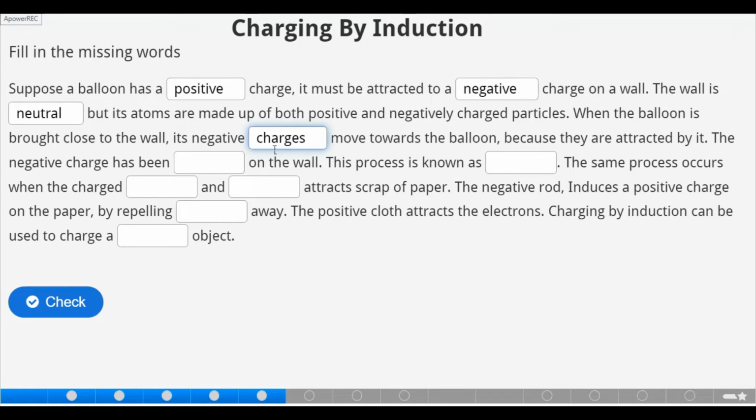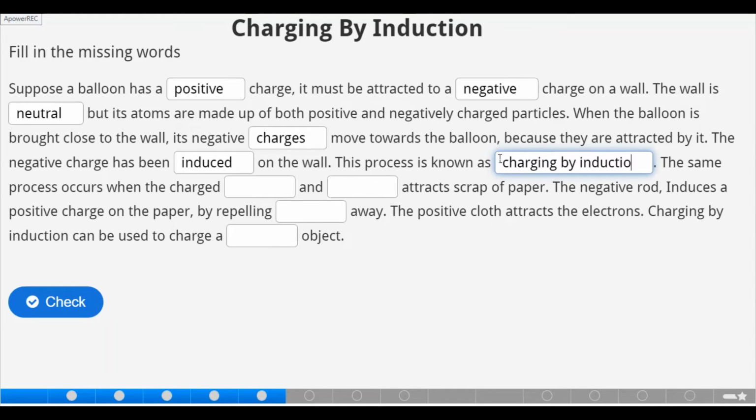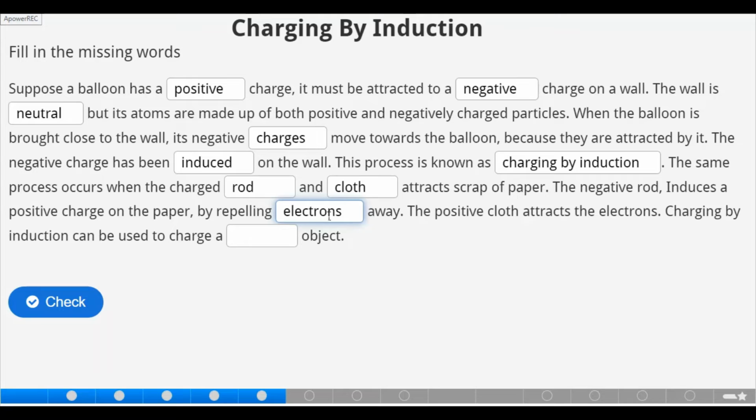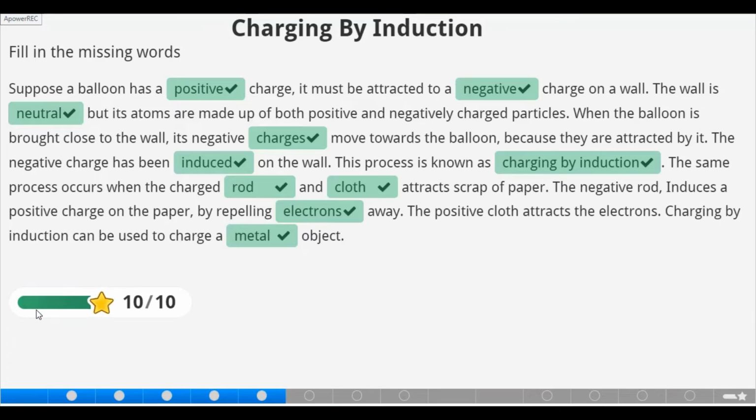Negative charge has been induced on the wall. This process is known as charging by induction. The same process occurs when the charged rod and cloth attract scraps of paper. The negative rod induces a positive charge on the paper by repelling electrons away. The positive cloth attracts the electrons. Charging by induction can be used to charge a metal object. That's correct.